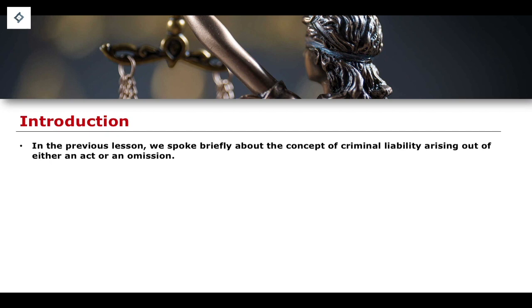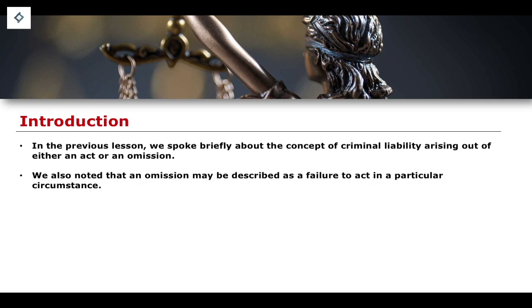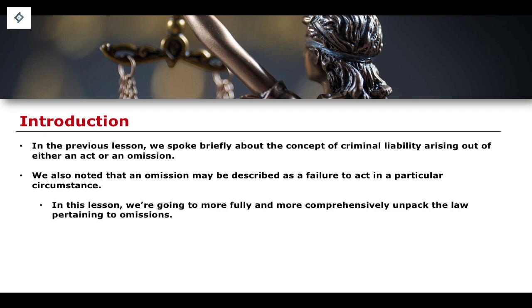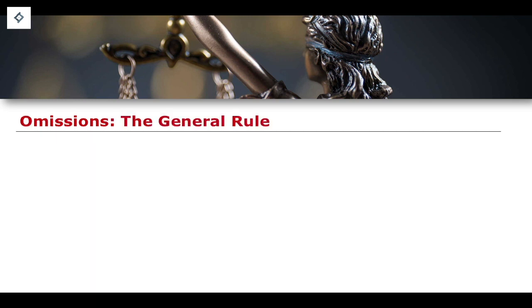But there are also different rules and liabilities that can exist for individuals who have omitted to perform a certain action, which gives rise to criminal liability. So we noted that it can be described as almost the failure to act in a particular circumstance, and it is in that circumstance that we can see criminal liability arise out of an omission. We're going to take a more full and comprehensive study of that particular issue in this lesson, talking about the law pertaining to omissions, and then in the final 2 lessons on the actus reus of an offence specifically, we'll talk about causation, and how causation operates within the criminal law.